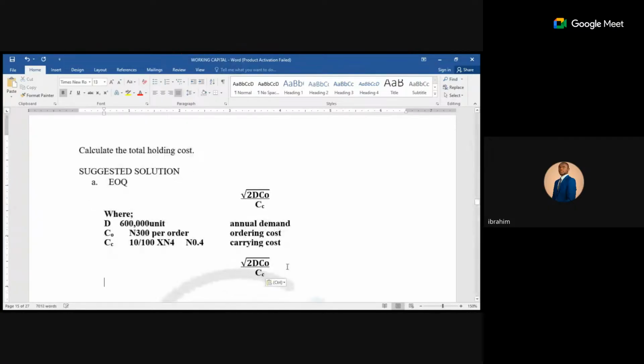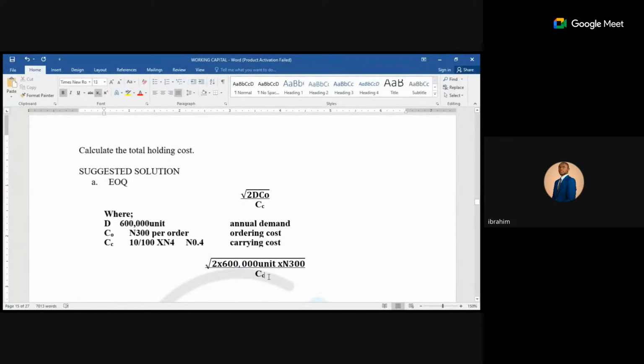So therefore, 2DC, D is 600 units. Your carrying cost is usually, they will give you the percentage. It can be 2% of the purchase price or purchase cost, times the ordering costs per order. It is all squared, please.